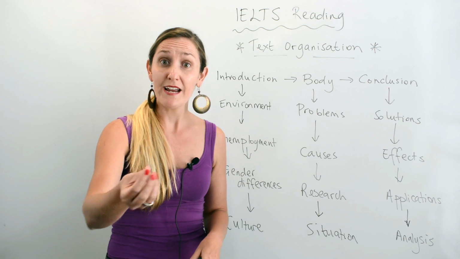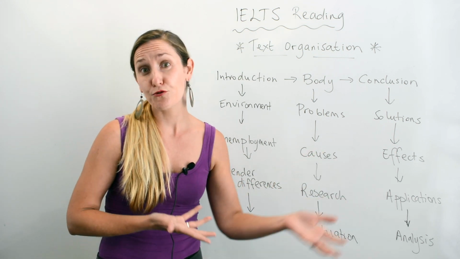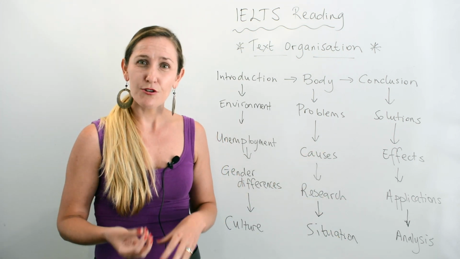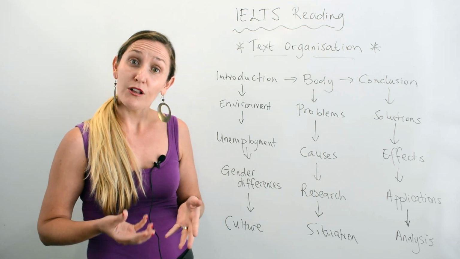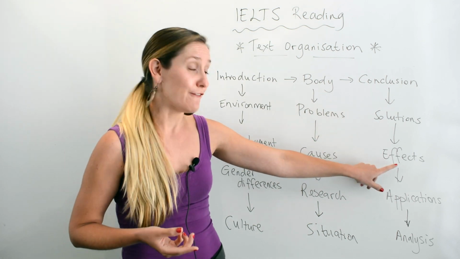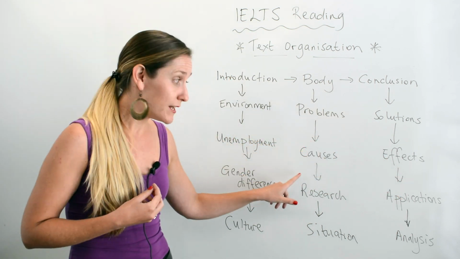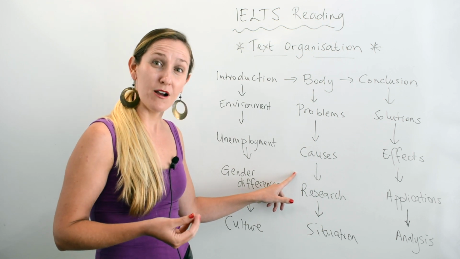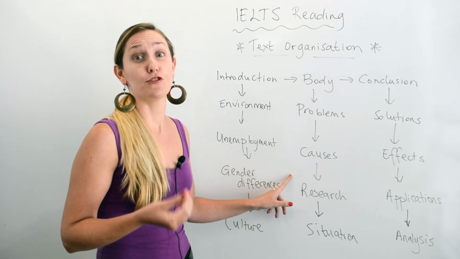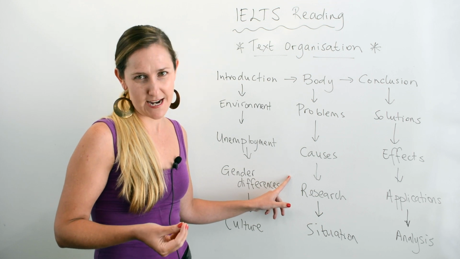And that way, when you're being asked a question, for example, true, false, and not given, and you need to identify whether a statement is about a cause or effect, it's more likely that you would go to the end if you're looking at the effects, and you would go to the middle if you're looking for causes. So again, it's something very simple, but something very useful if you're struggling to find the answers that you need.